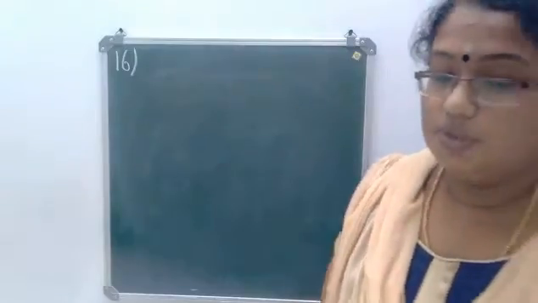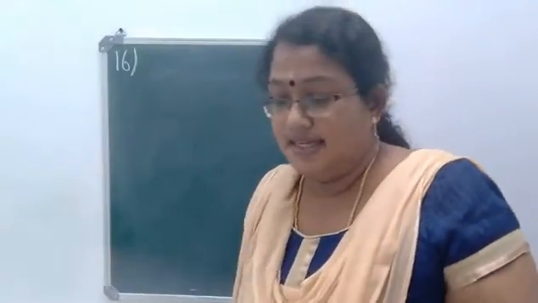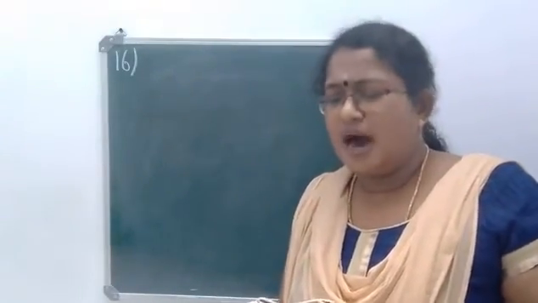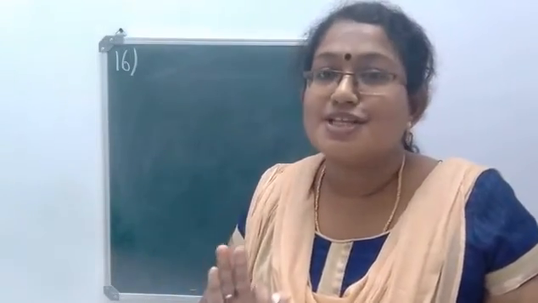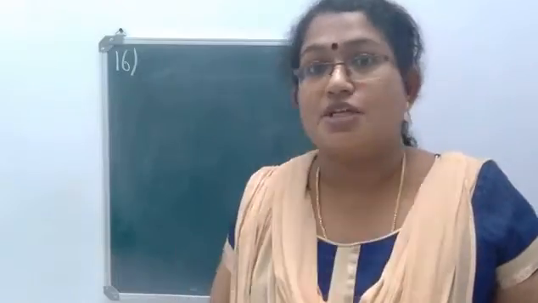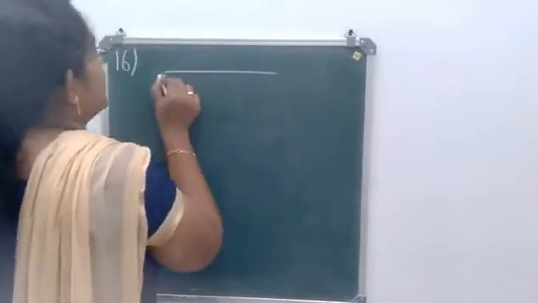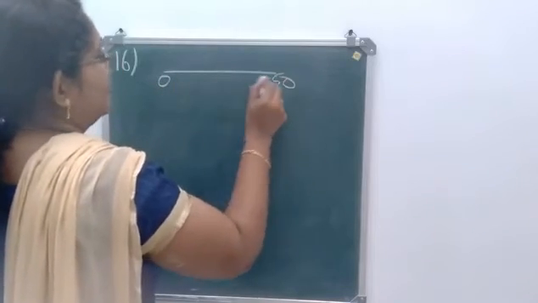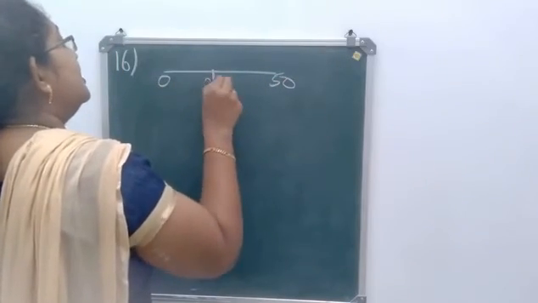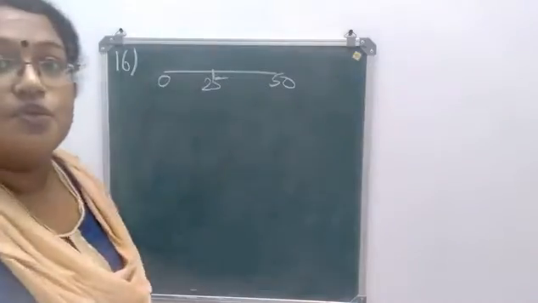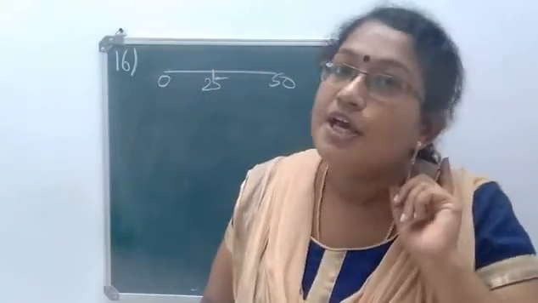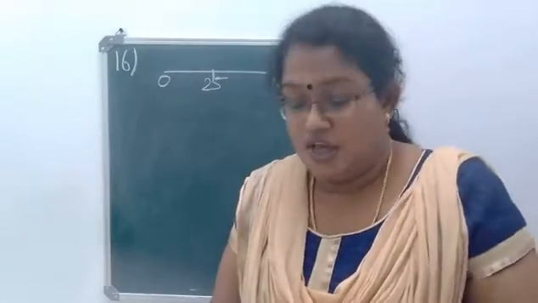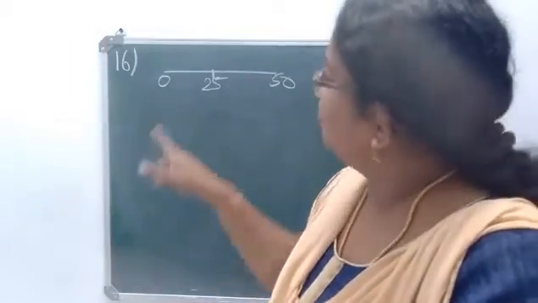Now we will move to question number 16. A uniform half meter rule. Till this time we have discussed only a meter rule. In this case it is given as a half meter rule. So what is that? 0, 50 and the center will be 25. When you read the question you have to check whether it is a half meter rule or a uniform meter rule.